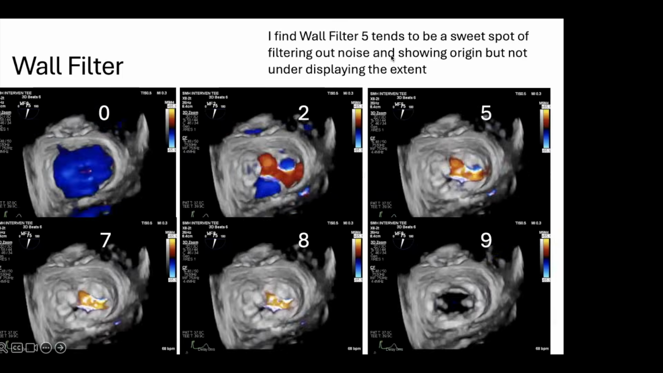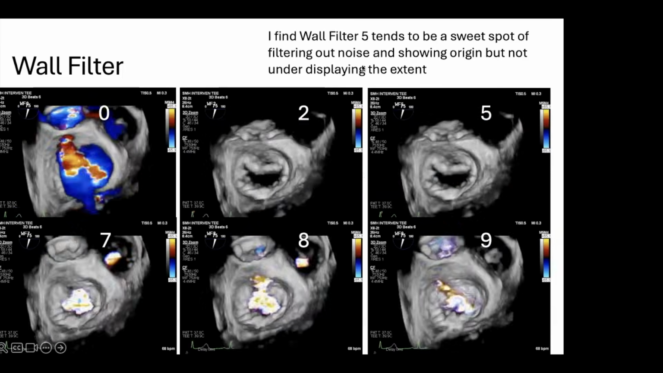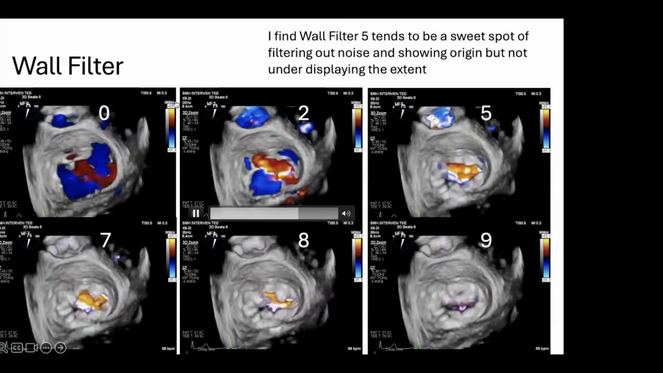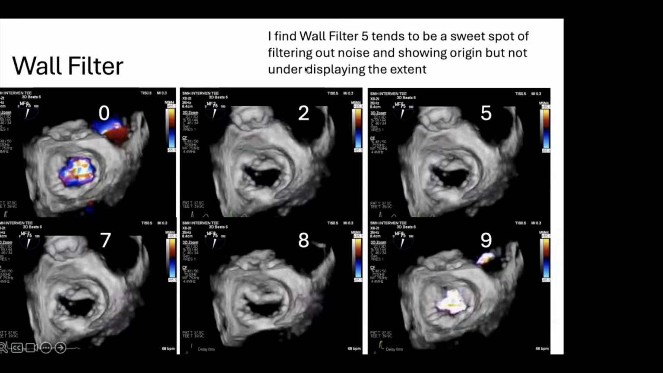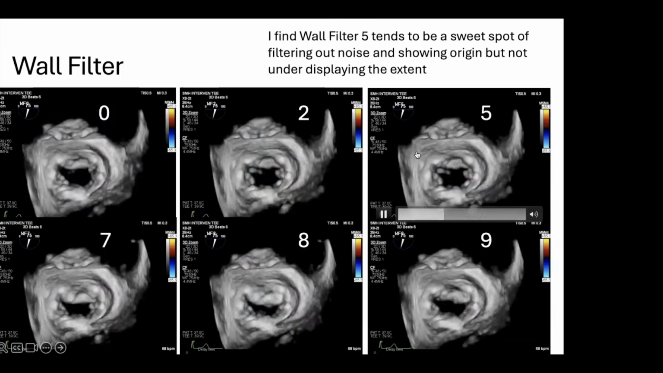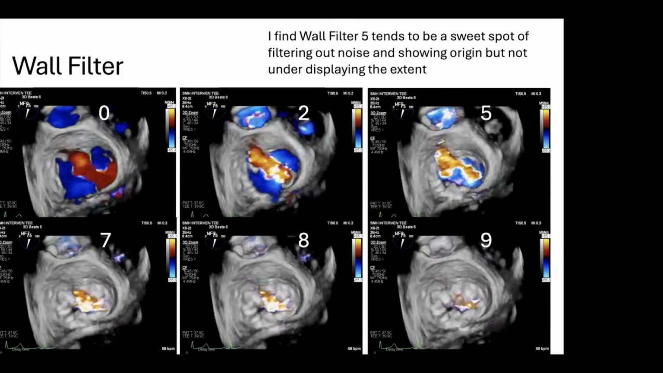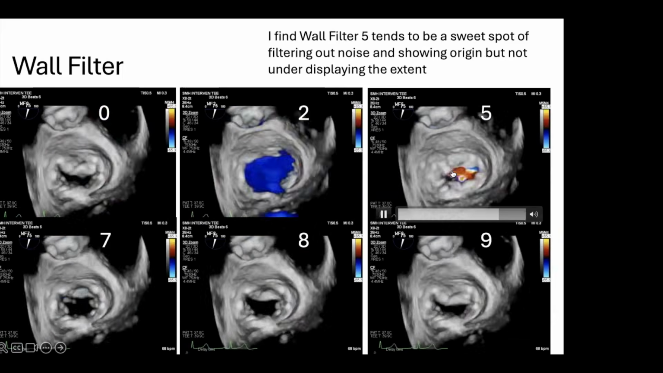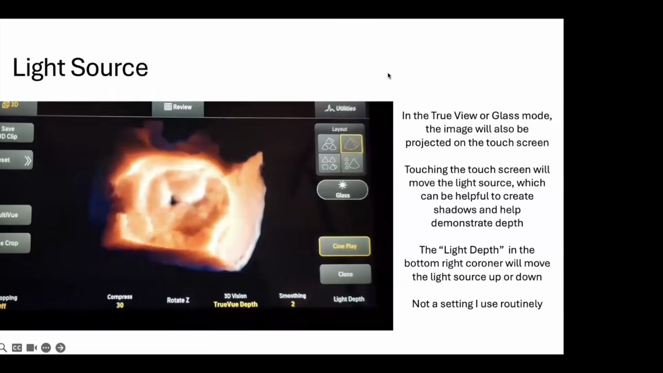And so this is an example of showing different wall filters from 0 all the way to 9. You can see as we increase the wall filter, that lower velocity signal, the blue and red, starts to go down, and then we get these yellows and purples over here. I find wall filter 5 to be a sweet spot for still showing the extent of the jet, while also showing the origin quite well and getting rid of some of that lower velocity signal.